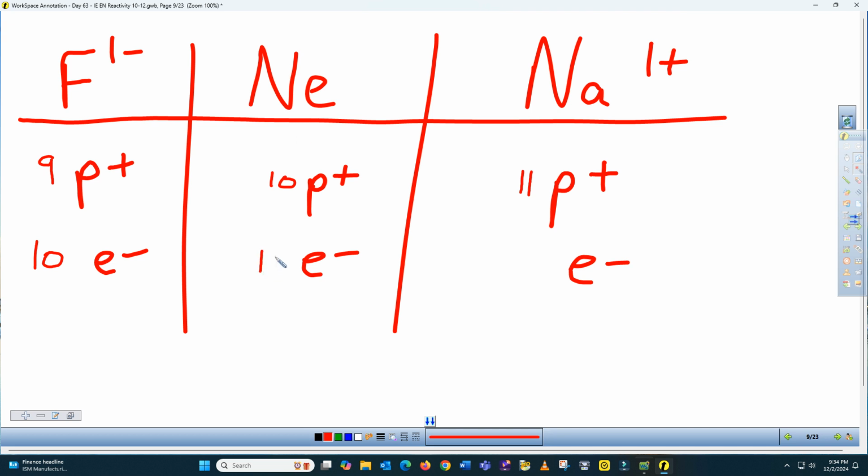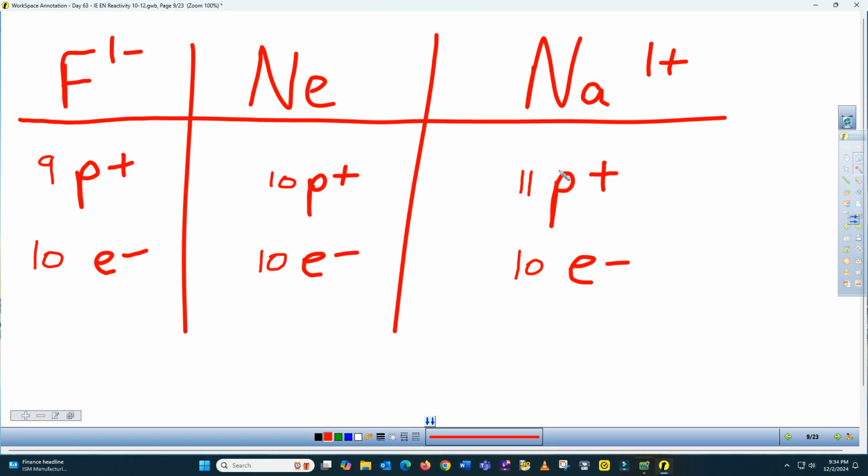Neon, neutral, means it has the same number of electrons as protons, so it has 10. And then sodium, which normally has 11 electrons, lost 1, and that's why it has a +1 charge. So it has 10 electrons. So they all have 10 electrons. So which one is going to be the smallest?